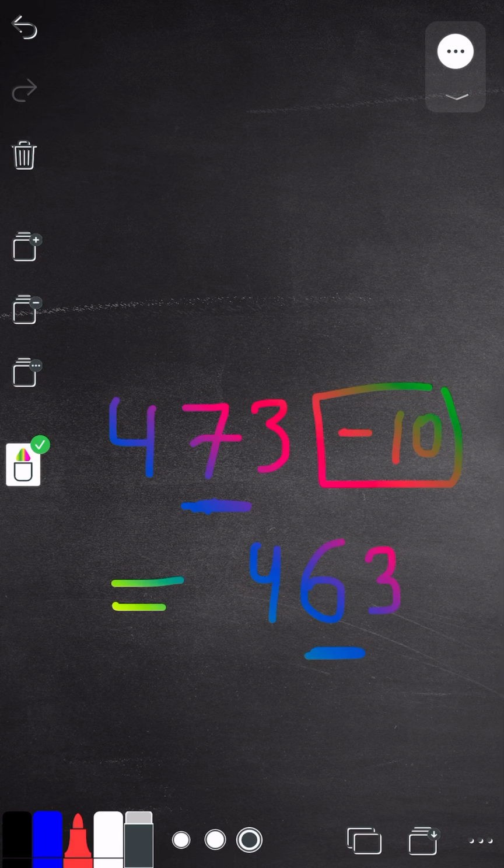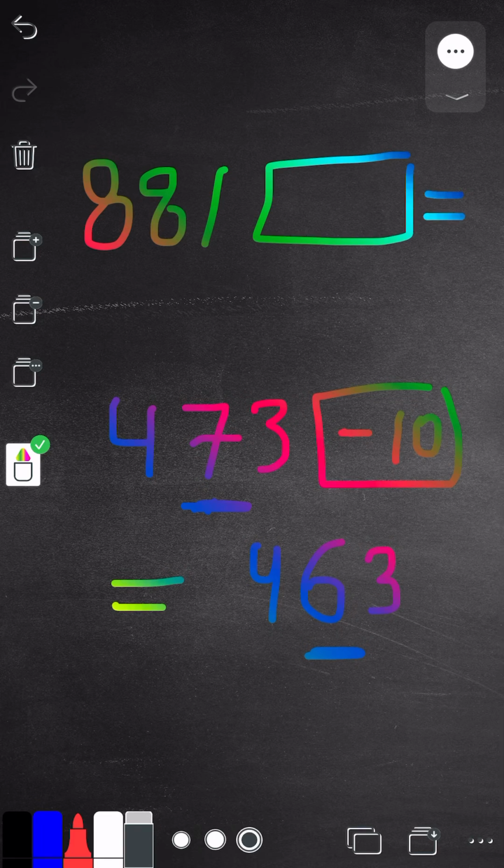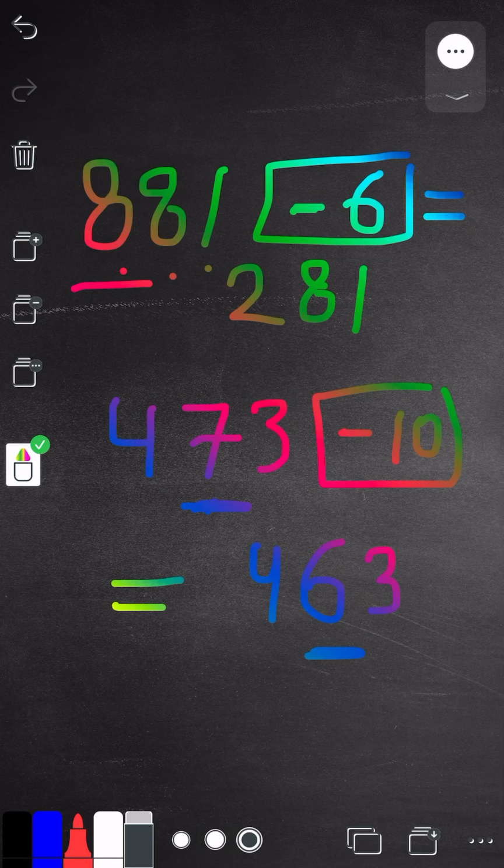Okay. What about 881? And we have a square here, equals 281. What has been changed? Is it the ones? No. The tens? No. The hundreds? Yes. So we've made the hundreds become less. So it's minus. 8 minus what equals 2? 8 minus 6. And it's not 6, it's minus 600. So we have to write minus 600.